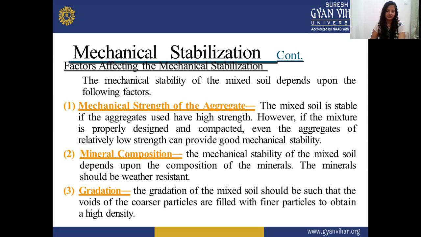Okay. Gradation. Gradation of the mixed soil should be such that the voids of the coarser particles are filled with finer particles to obtain high density. Yes, this is usually done in concrete where 20 mm aggregates are mixed with 10 mm aggregates. This is done so that the soil particles, if you understand the larger, coarser size particles, when they are packed together, they will have some void spaces, and it is for compaction or for stabilization.